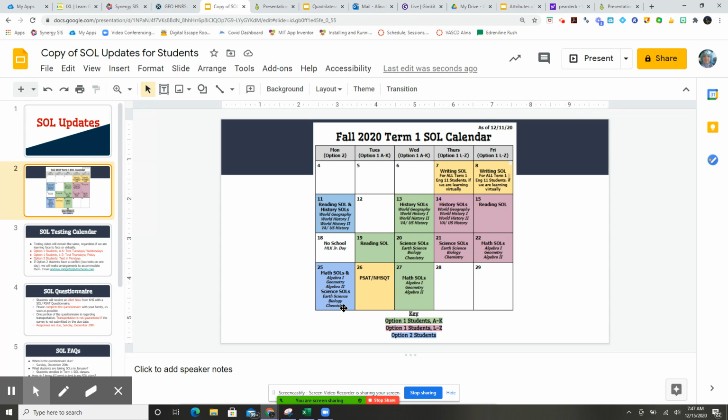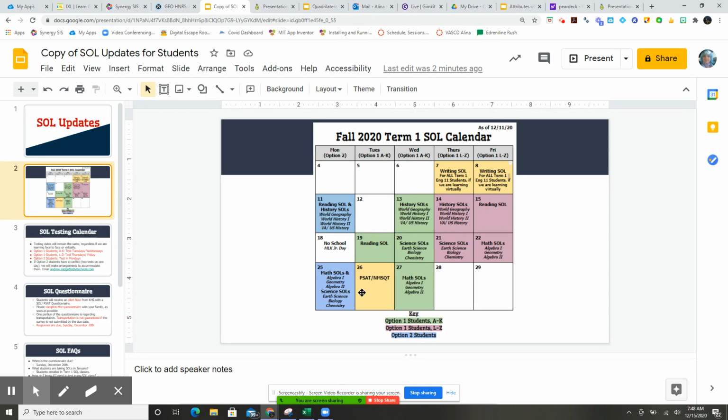If your last name is A through K, you're the beginning of the alphabet, and you came to school for a handful of days back in October, your SOL day is the 27th, okay? Any of these SOLs, you're going to be coming to the school building to take them. Any questions on the dates?